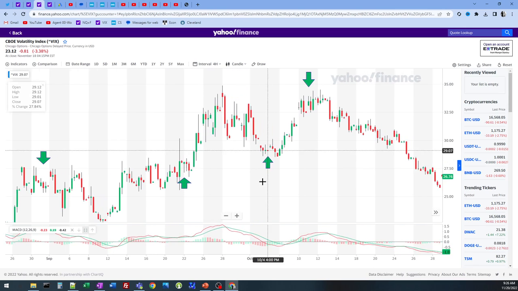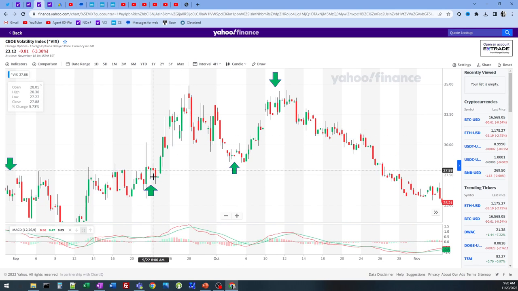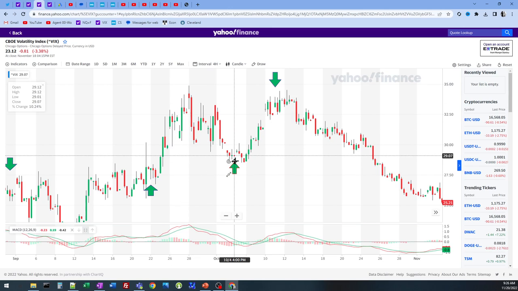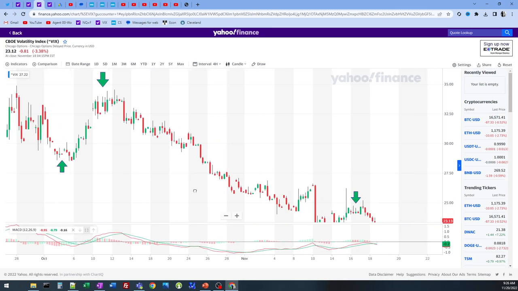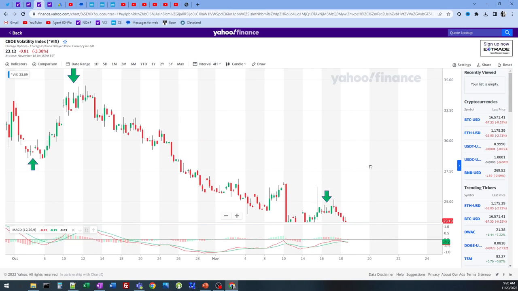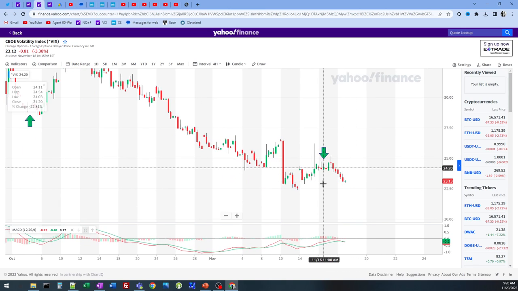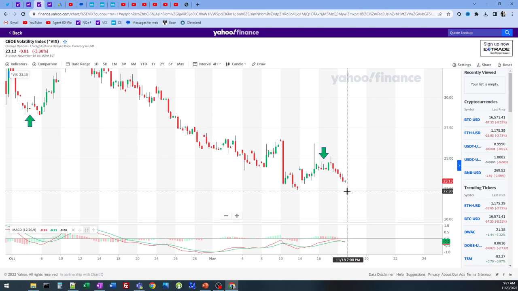But as you can see over and over again, red, green, red alternates, gets to the top. Red, green. Boom. Big move down. And guess what I see here? This was this past week, the 16th. Uh-oh. Red, green. Uh-oh. What is that?